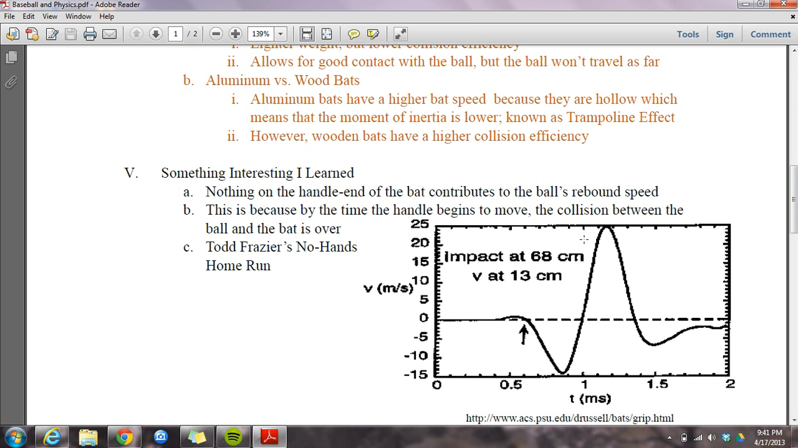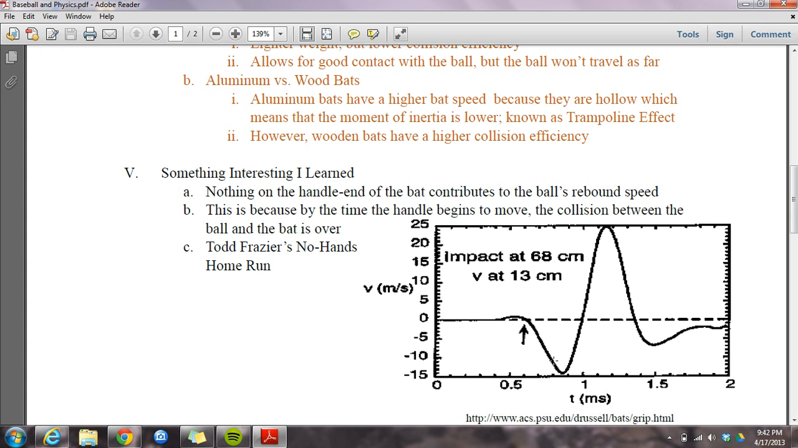As you can see in this graph, taken from one of Mr. Nathan's research reports, where the arrow is pointing signifies when the collision happens. After this point, that's when the rest of the bat starts to move. So at this point, the collision is complete and the handle end hasn't even started to move.